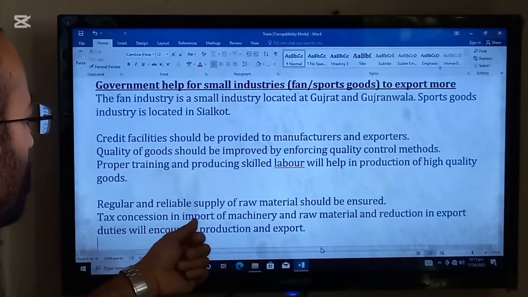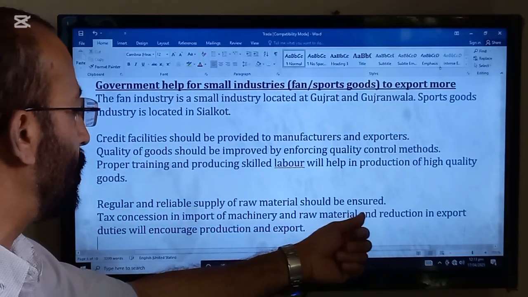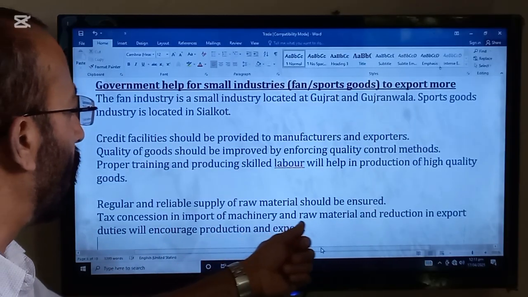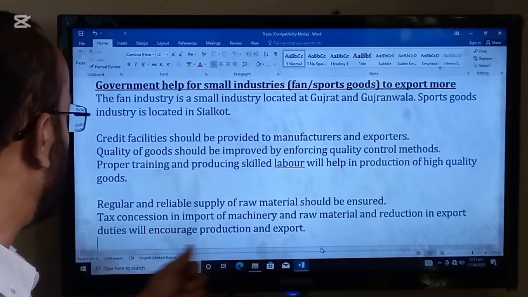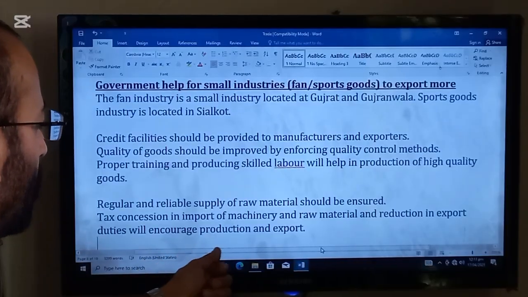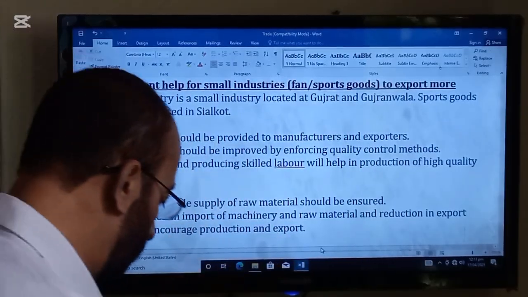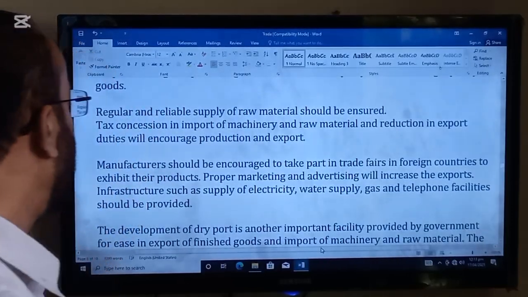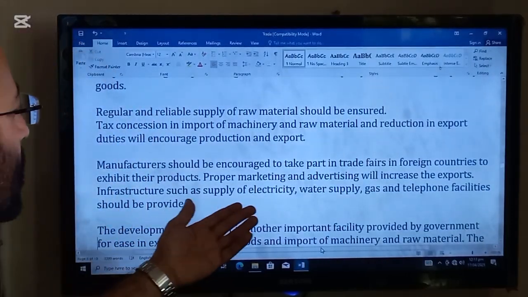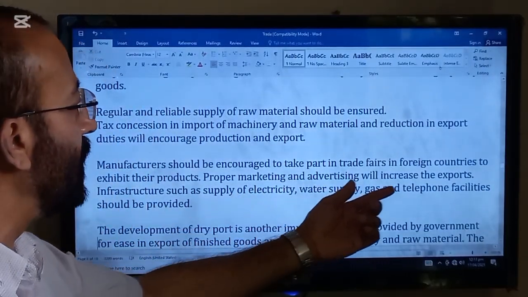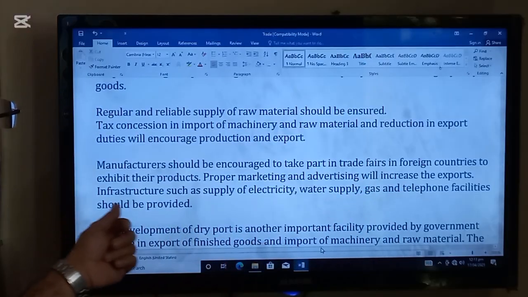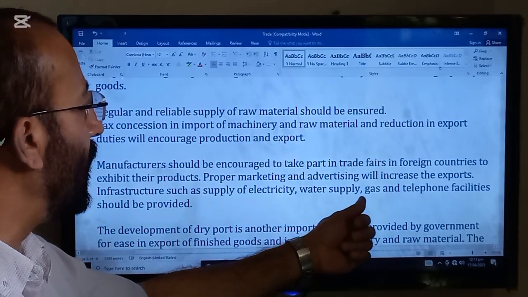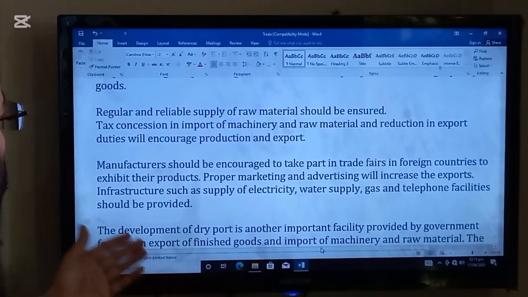Regular and reliable supply of raw material should be ensured. Tax concession in import of machinery and raw material and reduction in export duties will encourage production and exports. So these helps can be provided by the government to small businesses. Manufacturers should be encouraged to take part in trade fairs in foreign countries to exhibit their products. Proper marketing and advertising will increase the exports.